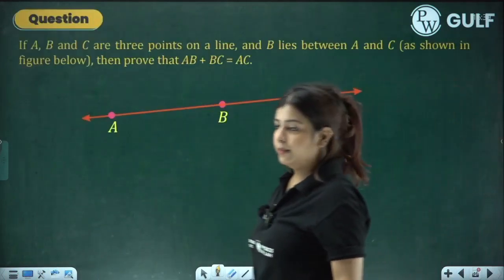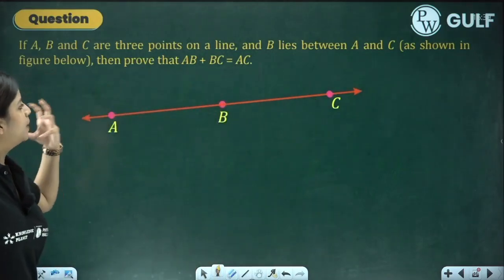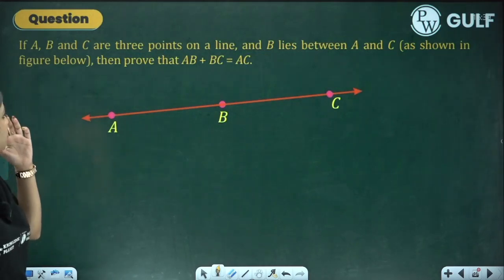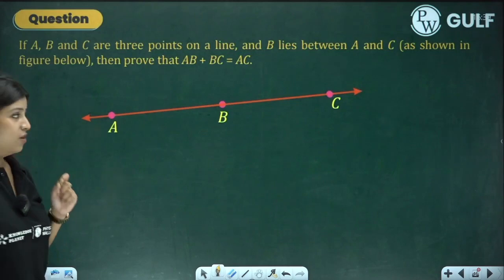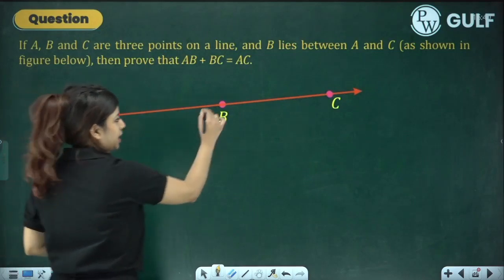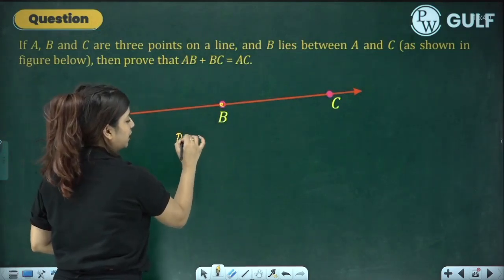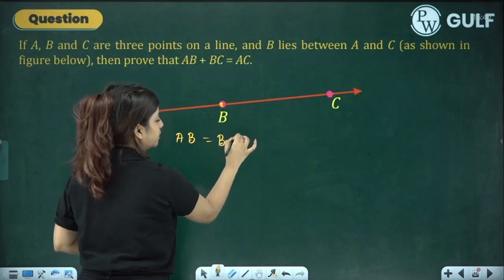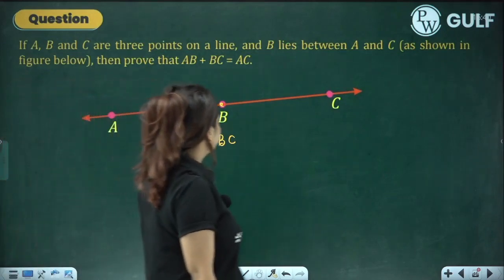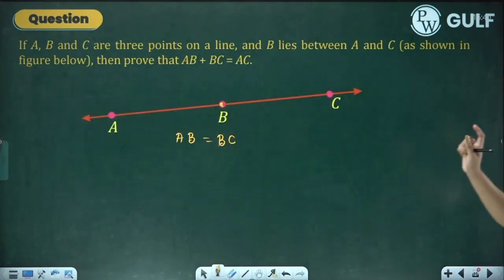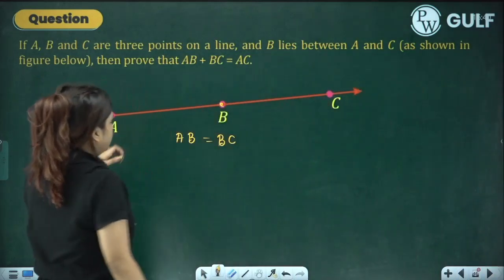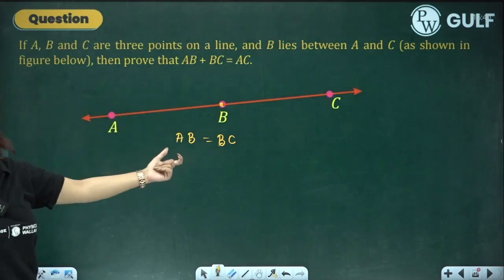Alright, so the question will come like this. If A, B and C are 3 points on a line and B lies between A and C, then prove that AB plus BC is equal to AC. See, if these are 3 points and B lies in between A and C, we can say that AB is equal to BC. Basically, we have to prove that AB plus BC is equal to AC. Now, if this is the midpoint, so AB is equal to BC.